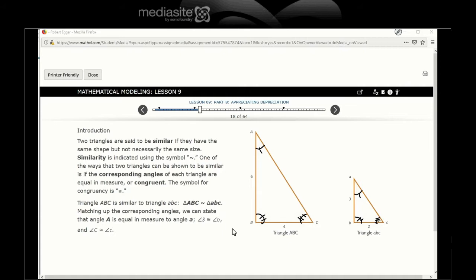So we can say here is triangle ABC is similar to triangle A'B'C'. That just means the sides are proportional and the angles are the same, like it says down here. And congruency means the same.